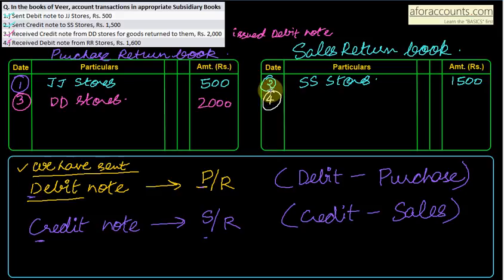Okay. So fourth point, RR Stores 1600, received debit note from RR Stores 1600. So since I have received debit note, I issue credit note, और जब मैं credit note issue कर रही हूँ तो वो होगा in sales return book. RR Stores, how much? 1600. 2500 is your total here, and 1500 plus 1600 is 3100 total here.